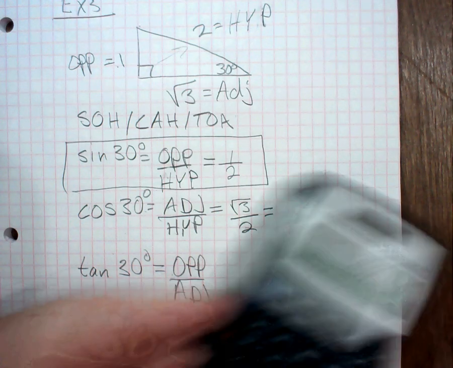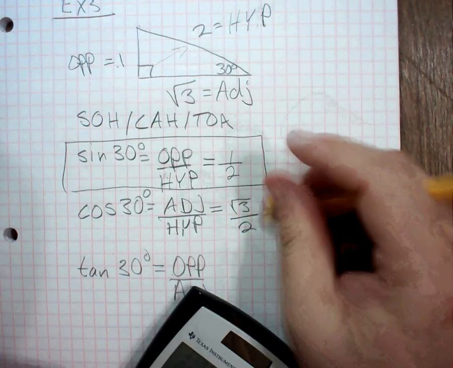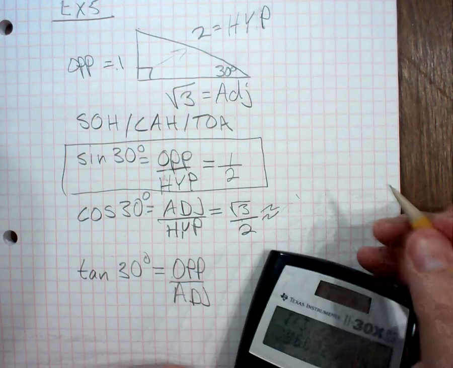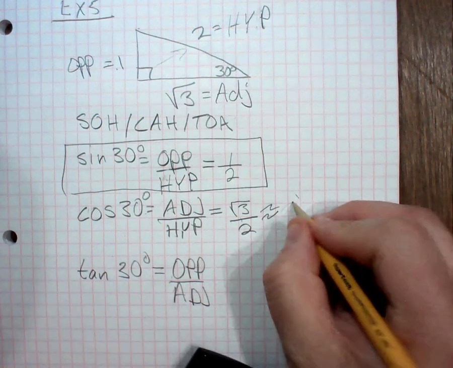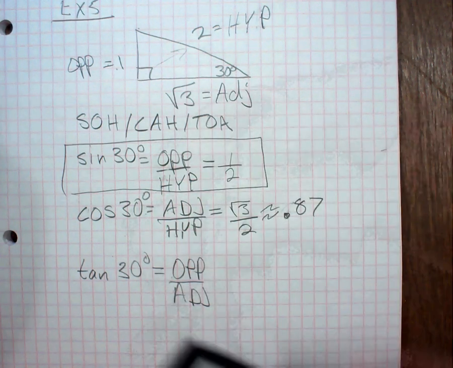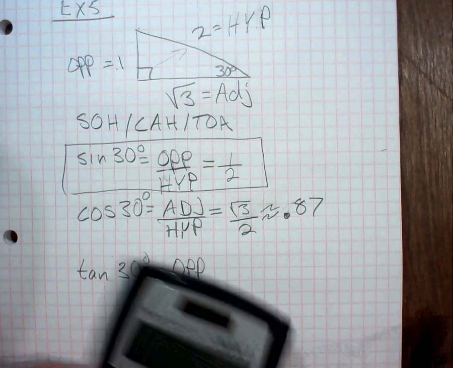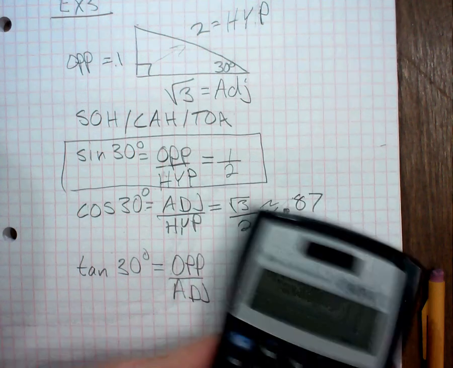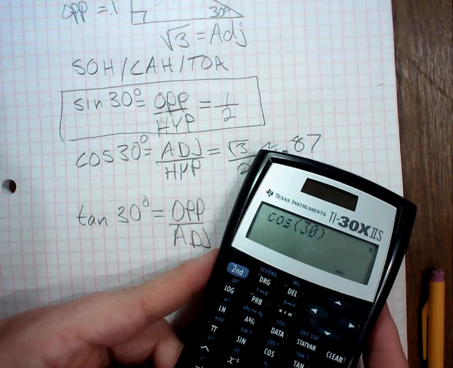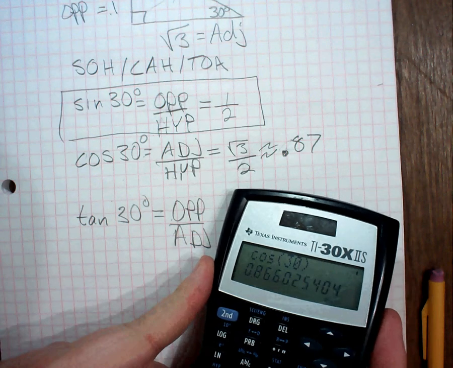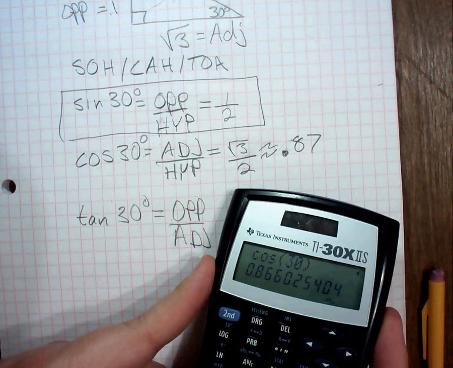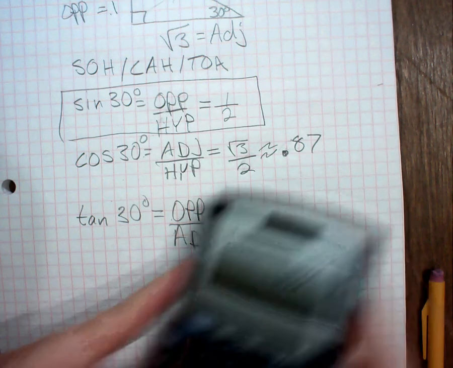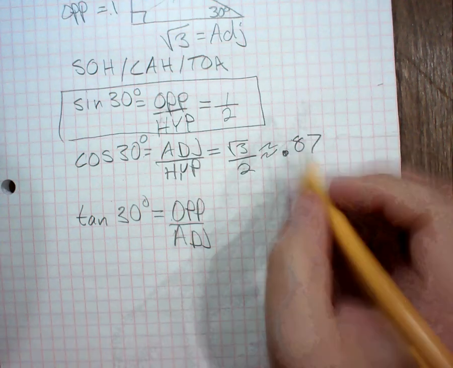So let's approximate that. The square root of 3 over 2 is approximately 0.87, right? So then if I plug in cosine of 30, like so, I should get the same value. Yep, approximately 0.87. Okay? So that's correct.